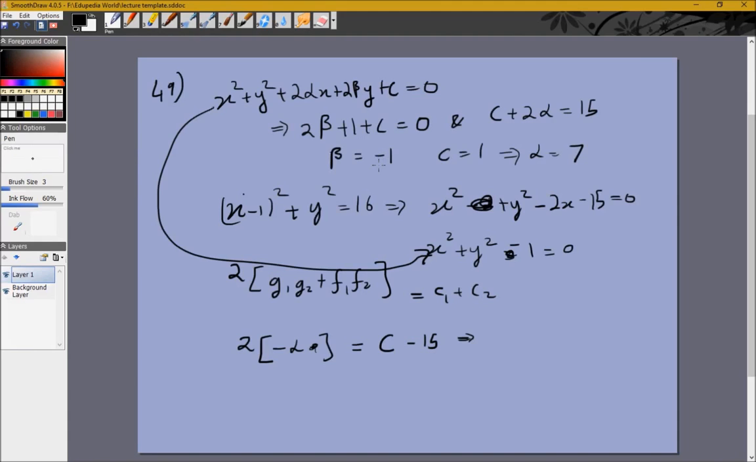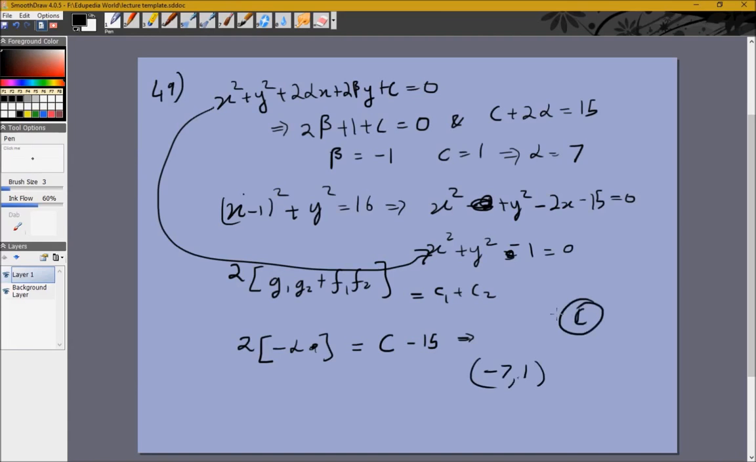Right. Now we are asked a few questions. What is the center? The center is alpha comma beta, or the center is minus alpha comma minus beta, right? Because x minus alpha whole square would give minus 2 alpha x. So that is minus 7 comma 1. So option C is correct and option D is not.